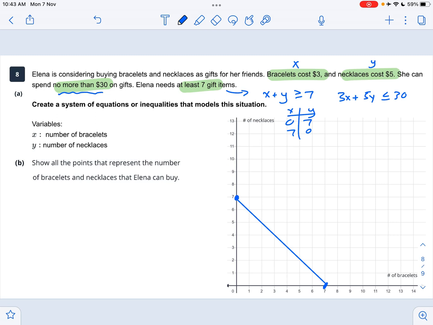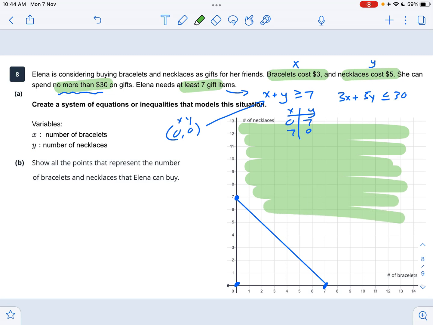Okay? And am I going to shade to the left or to the right? Well, if I plug 0, 0 for my X and Y into that, I'm going to end up with 0 is greater than or equal to 7, which is not true. So (0, 0) is right there. That is not a solution to that first inequality. So I would be shading everything above or to the right of that line.